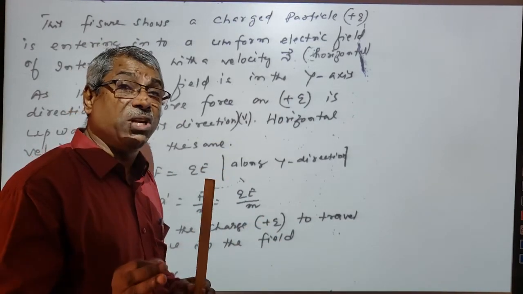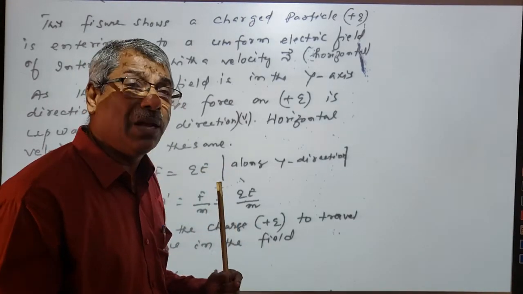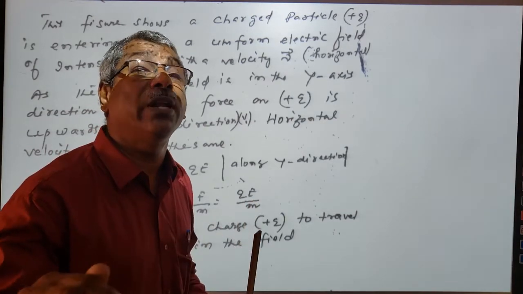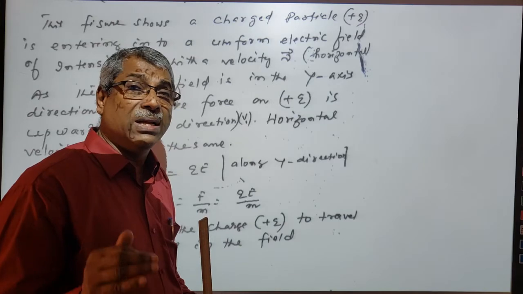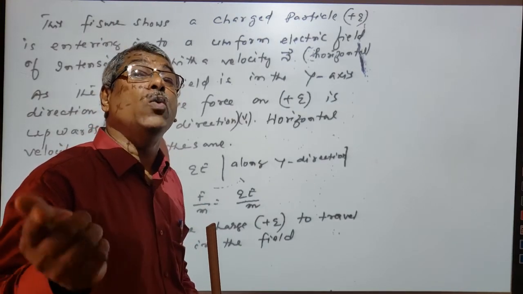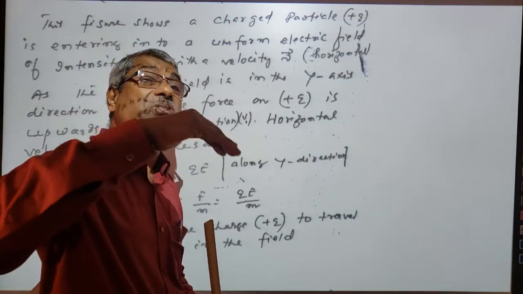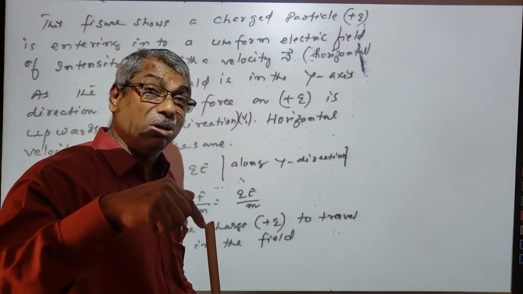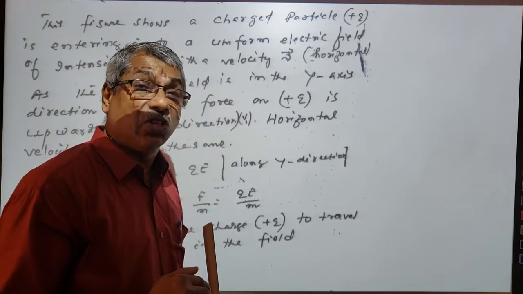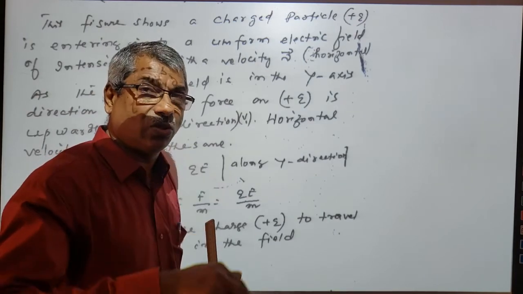Why? Because in the whole journey, there is no force acting on the charged particle in the horizontal direction. Therefore, the velocity of the charged particle in the horizontal direction is always uniform. But as the force is acting in the y-axis direction, the charge is accelerated in the y-axis direction. Hence, velocity in the y-axis direction changes.